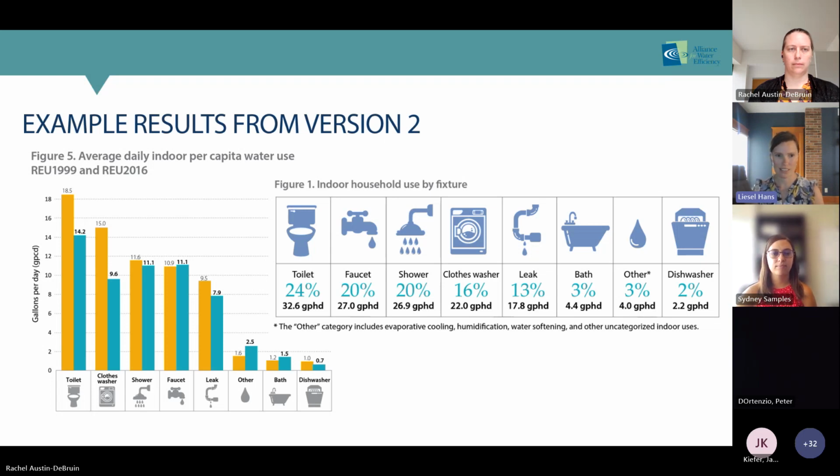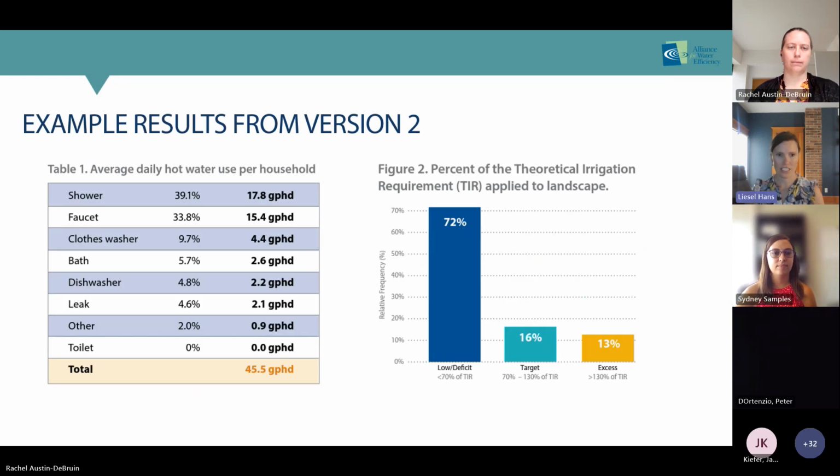Next slide, please. Version 2 also looked at a couple of additional things like average daily hot water to help address the water energy nexus and understanding the opportunity to save energy by reducing water demands. There's also a section looking at outdoor water use and revealed things like there's a lot of households, at least in the study, that are actually deficit irrigators, meaning they underwater compared to what might be expected, but shows that there's a smaller portion of households that are very largely excessive irrigators.